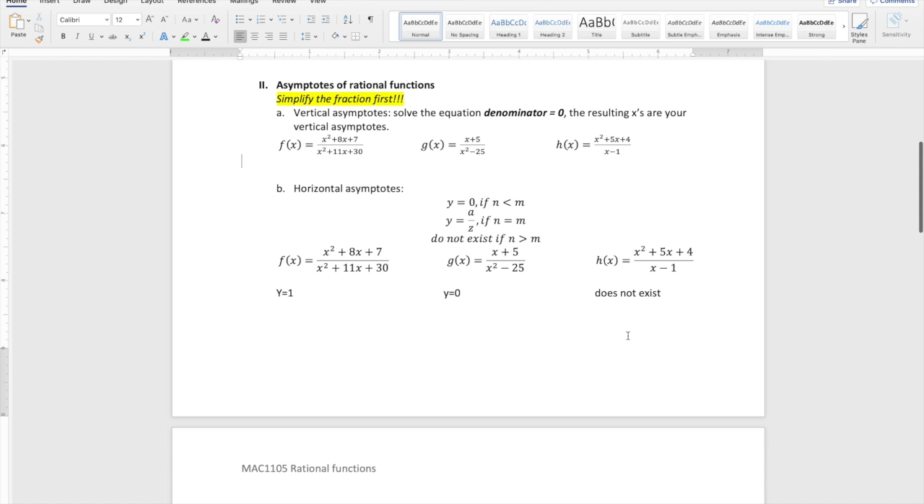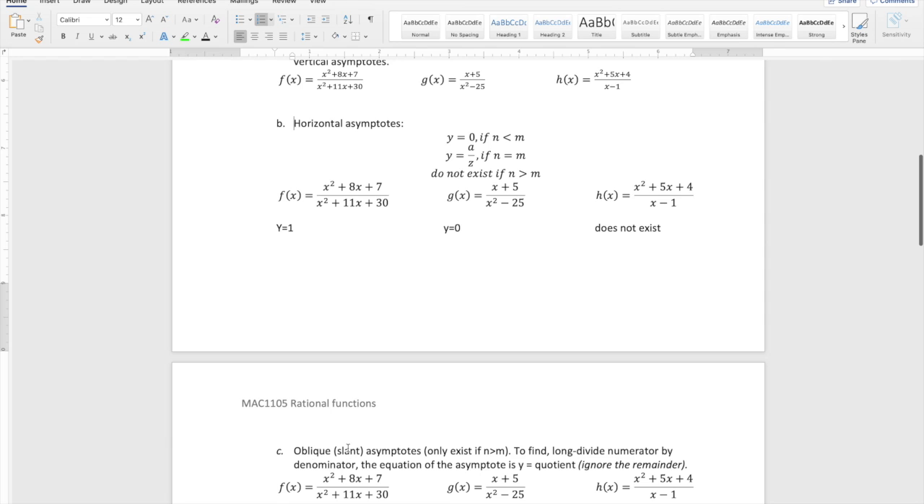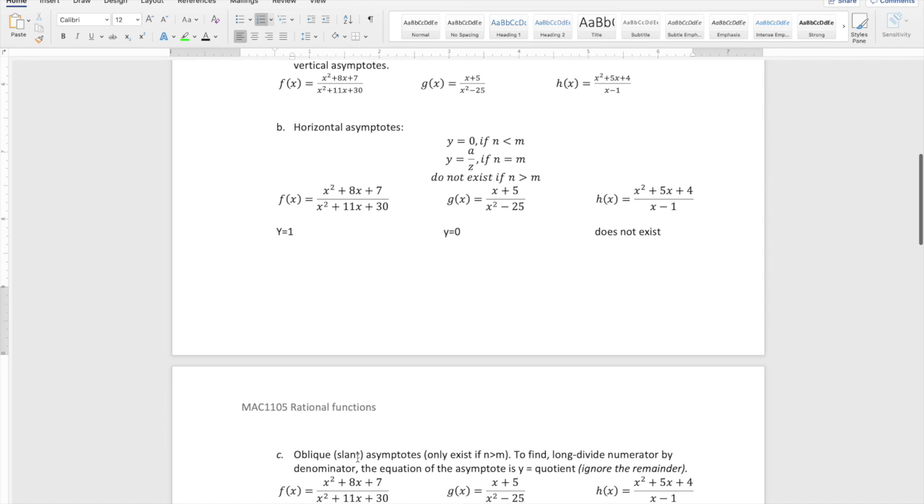Okay, so now we're going to move into item 2, this Roman numeral 2, which is asymptotes of rational functions. There are 3 kinds of asymptotes the rational function may have. The first one, under the letter A here, is called the vertical asymptote. Then there is this B, which is the horizontal asymptote, and there is C, which is called oblique, or sometimes it's referred to as slant asymptote.